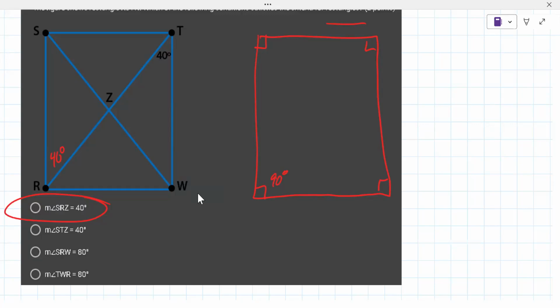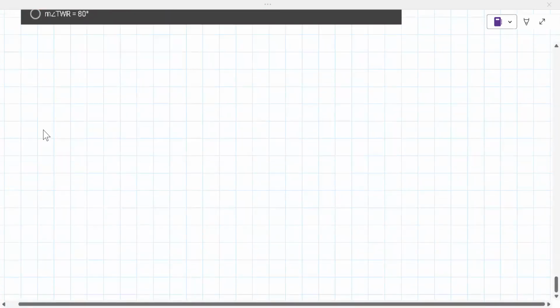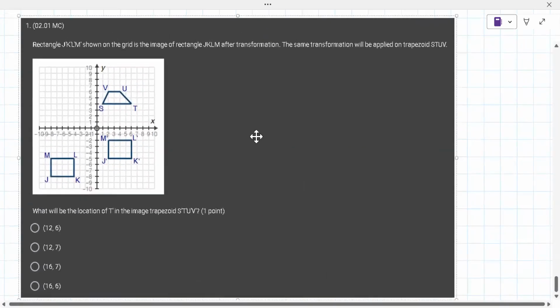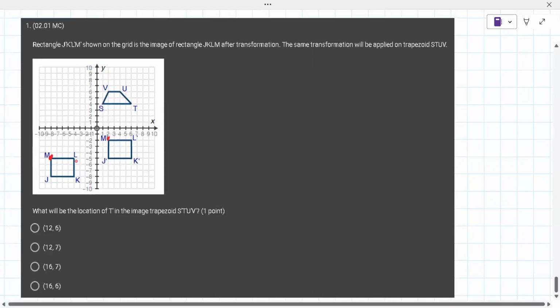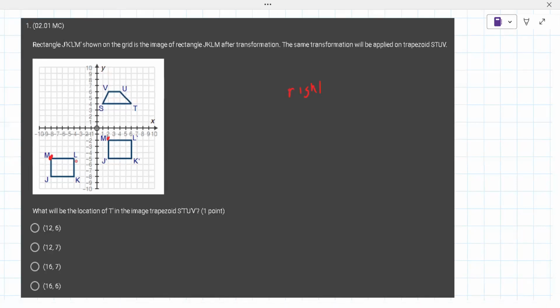All right, I sent over a few more. Okay. So we got a rectangle JKLM on the grid, and they got a transformation. They're asking what happens if you transform trapezoid STUV in the same way. So you have to figure out what the transformation is from M to M prime. What are you doing to go from M to M prime? I would say it's going up and to the right, or right and then up.